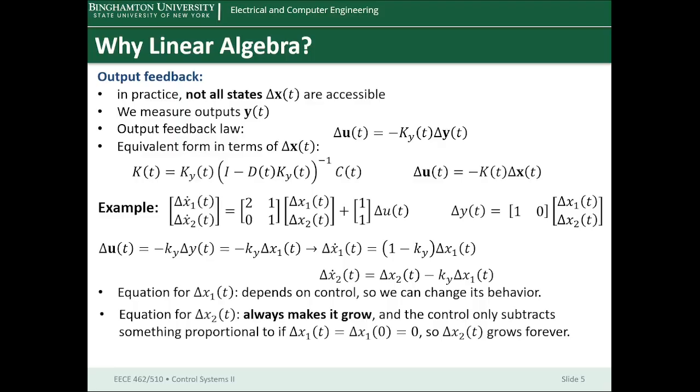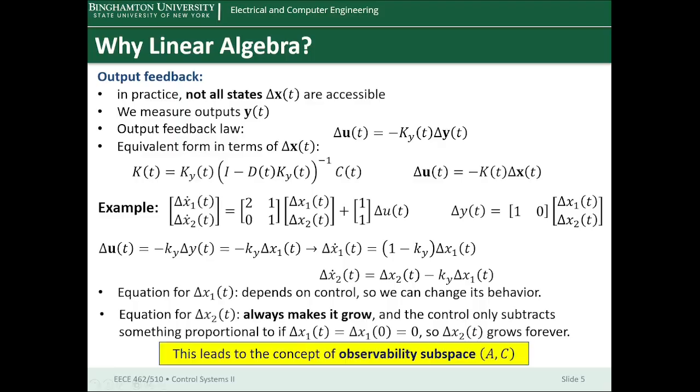This example motivates the concepts of observability subspace of A and C. In output feedback control, we don't have direct access to all states. We only see outputs. The observability subspace tells us how much information the outputs provide. Can we reconstruct the state from the outputs? If not, then we need to check whether the uncontrolled states are stable on their own.